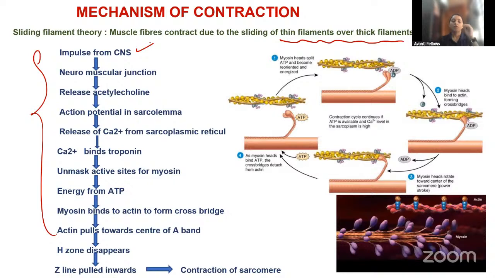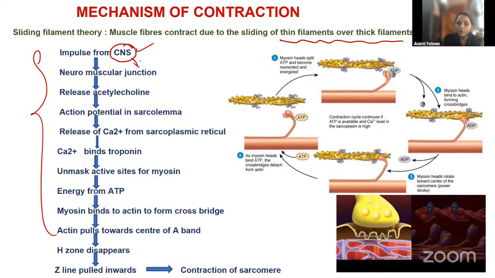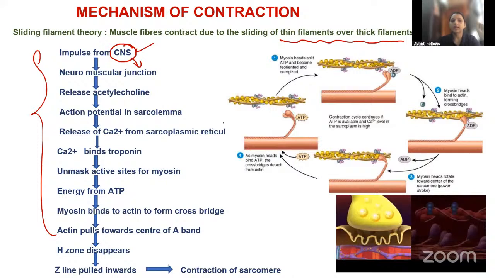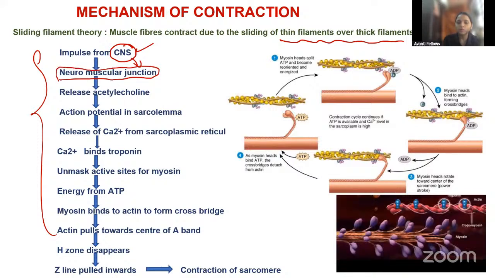See here. First, the impulse or the message will come from the central nervous system. The central nervous system is sending the impulse. Where is it going to send? It is going to send to the neuromuscular junction. There it is going to release the acetylcholine.